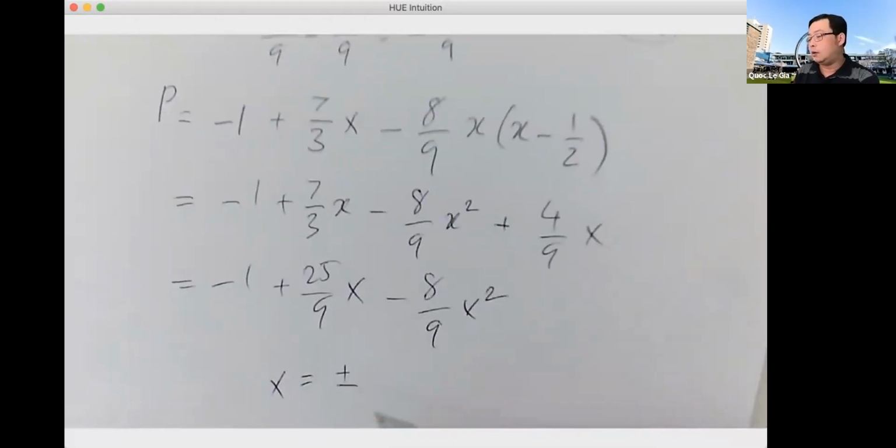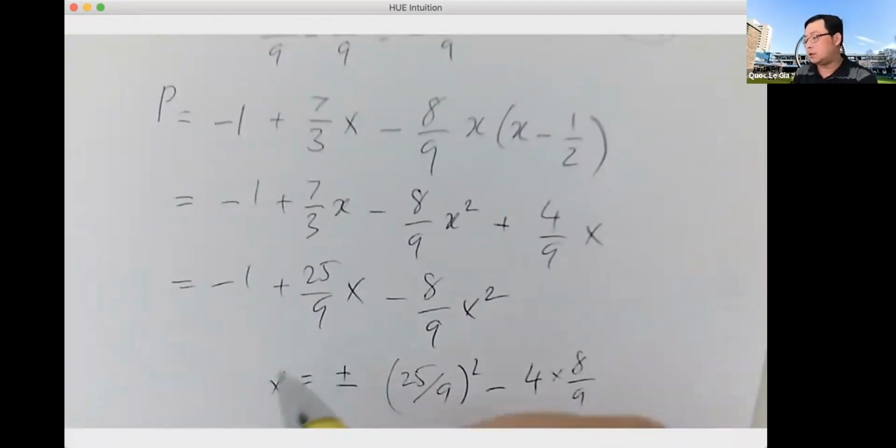Yeah. So the plus and minus, and 25 over 9 squared minus 4 A over 9, and take, well, so this one is the delta, right? So this one is maybe the delta first, yeah. So this is the delta.